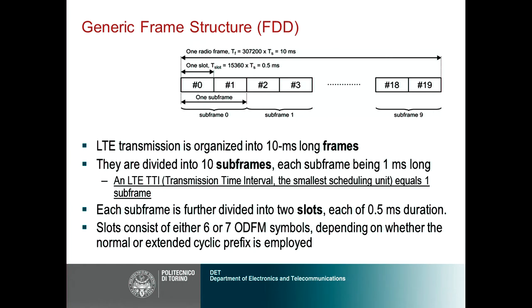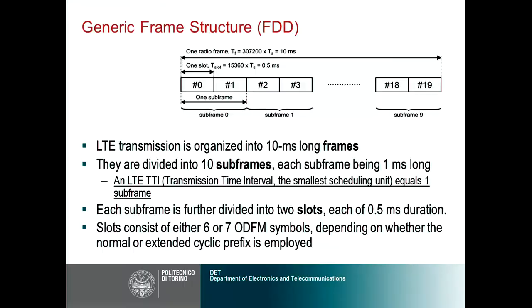Remember that one OFDM symbol lasts 66.7 microseconds. In one slot, we have six or seven of the symbols. If you do the math, they don't add up. The reason is that what we also have between symbols is guard time to make sure that symbols don't overlap. One slot lasts 0.5 milliseconds, but usually you look at a couple of slots that are called a subframe. 10 subframes make up one radio frame.